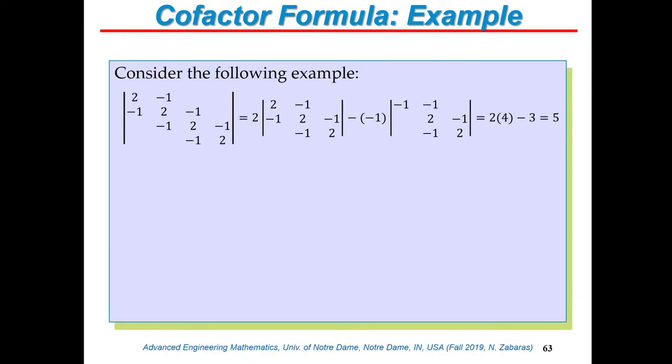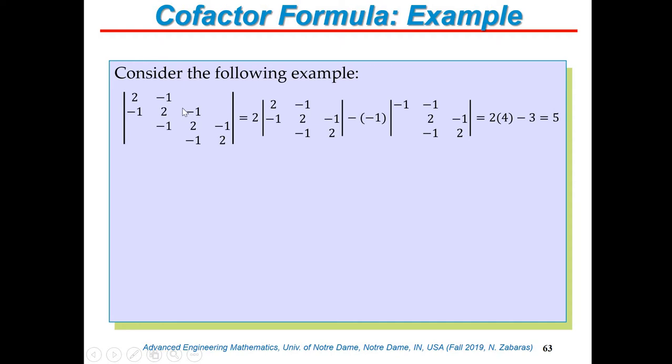So let me return back to this example. You remember these are tridiagonal matrices, and we actually proved with two different methods that, if I remember, the determinant of this matrix, this is a 4x4, but for the general case, the determinant of this matrix, if I recall, was n+1.